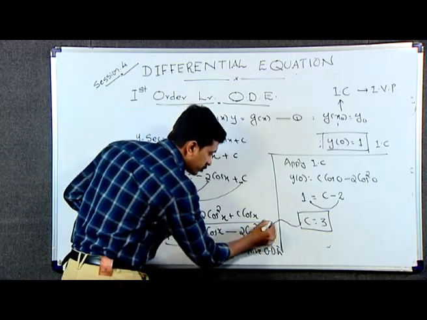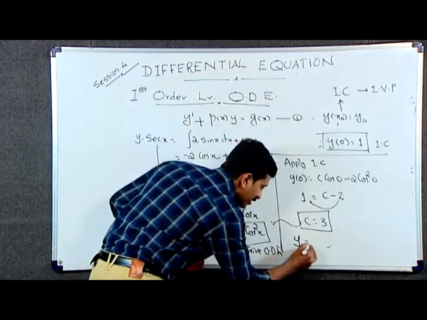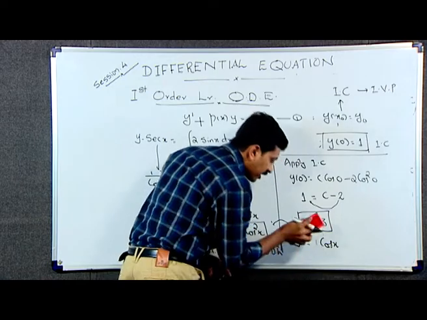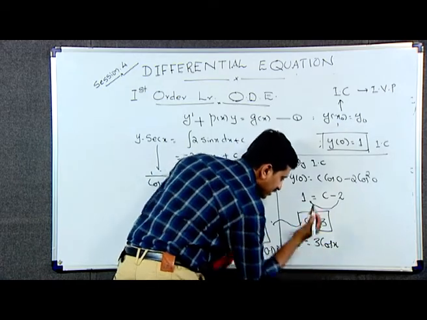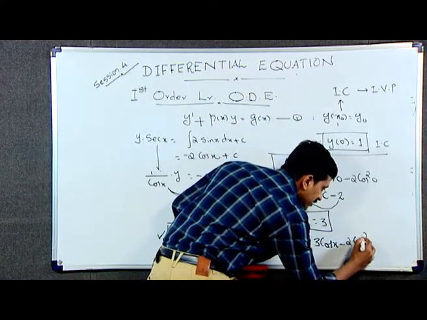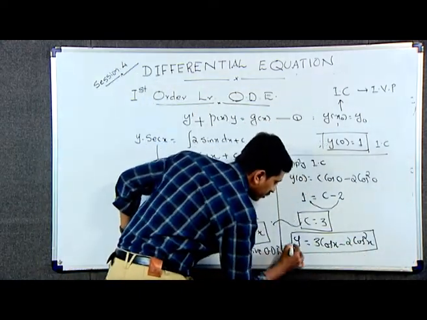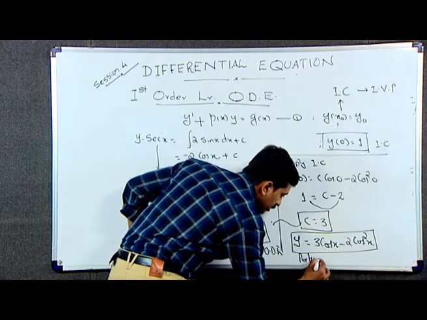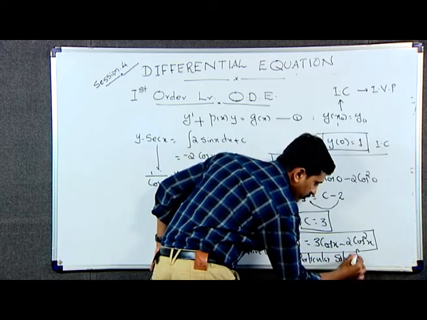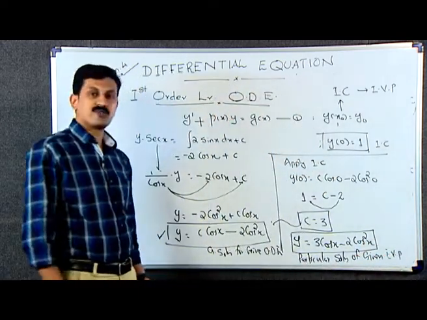Apply the value of c in this general solution. So y = c cos x; instead of c, we can replace the value as 3, so y = 3 cos x minus 2 cos² x. This is what is called the particular solution of the given initial value problem.